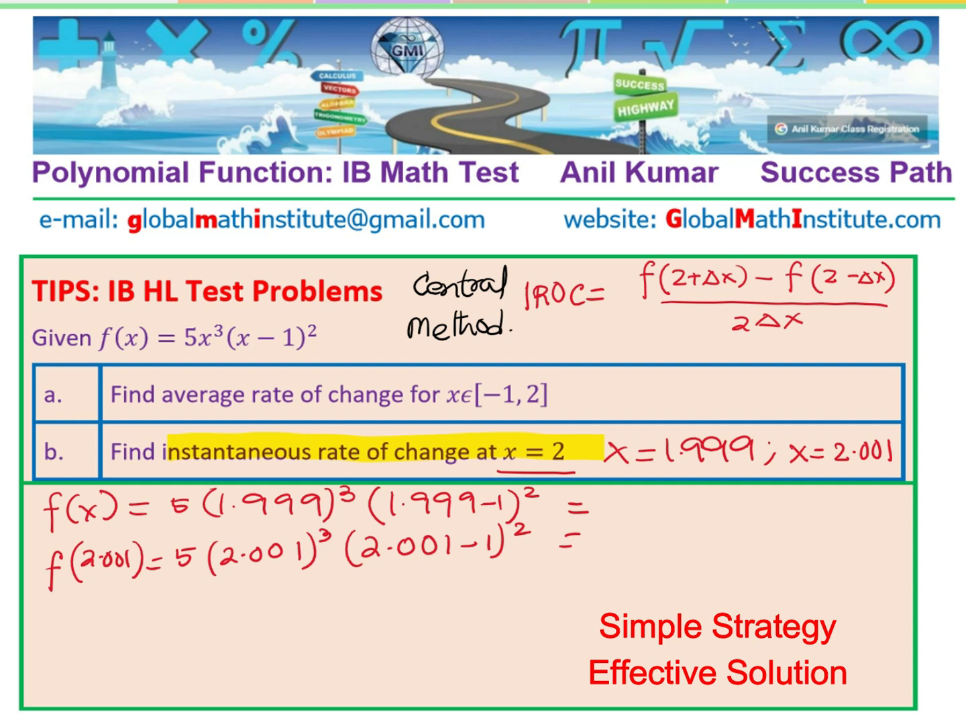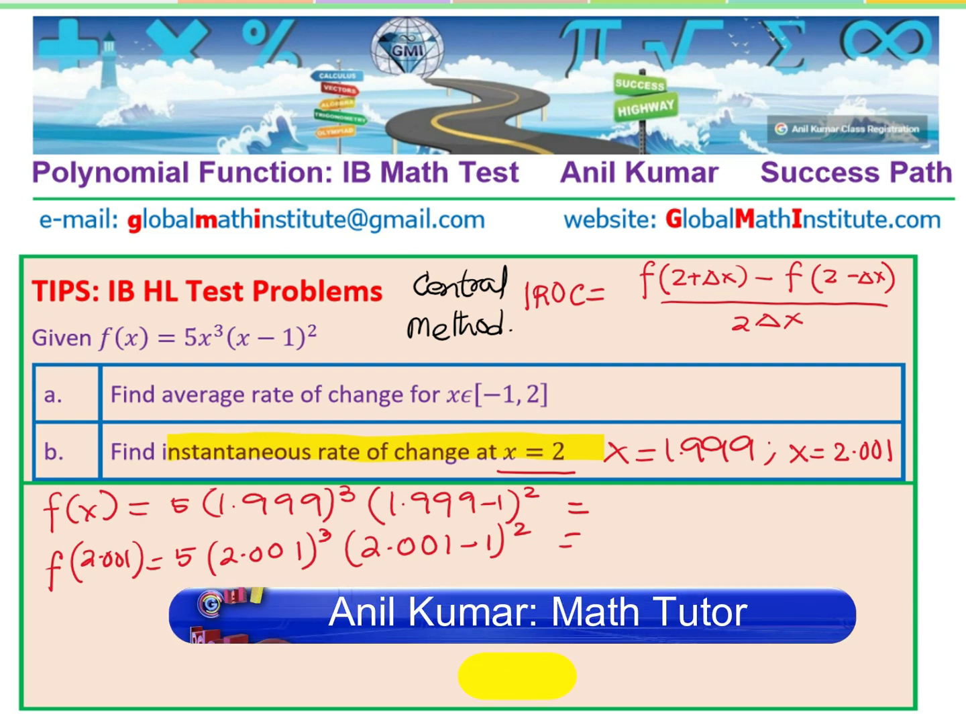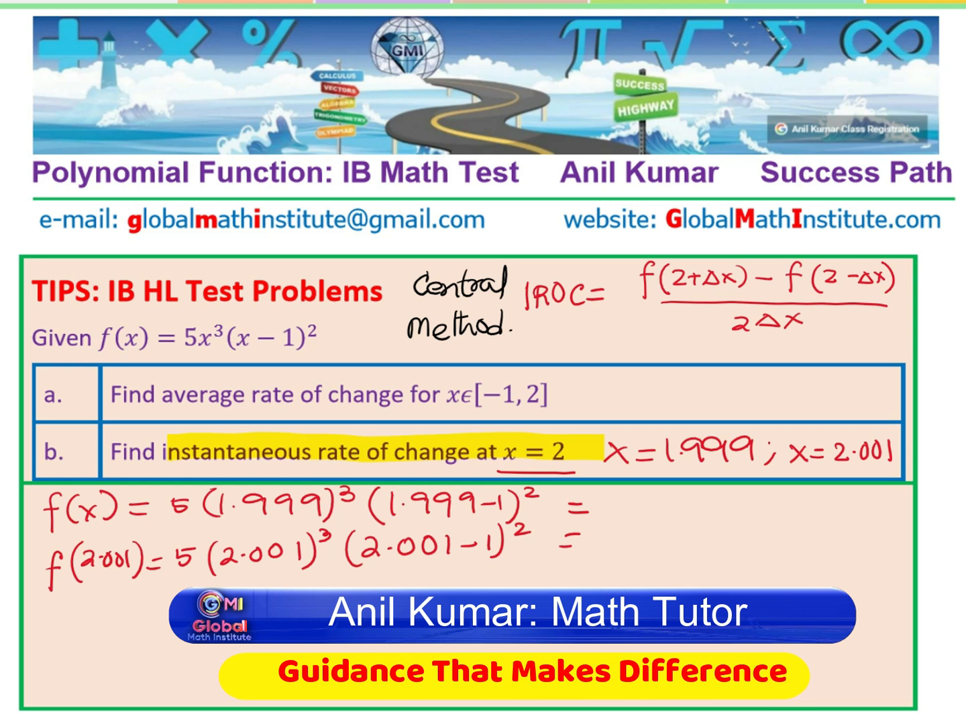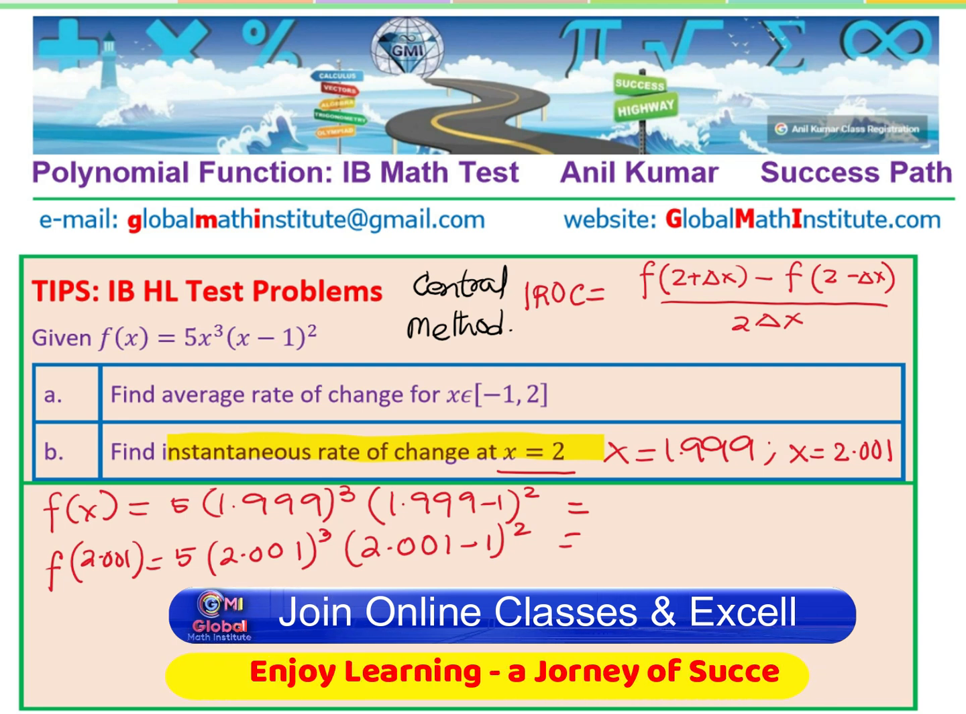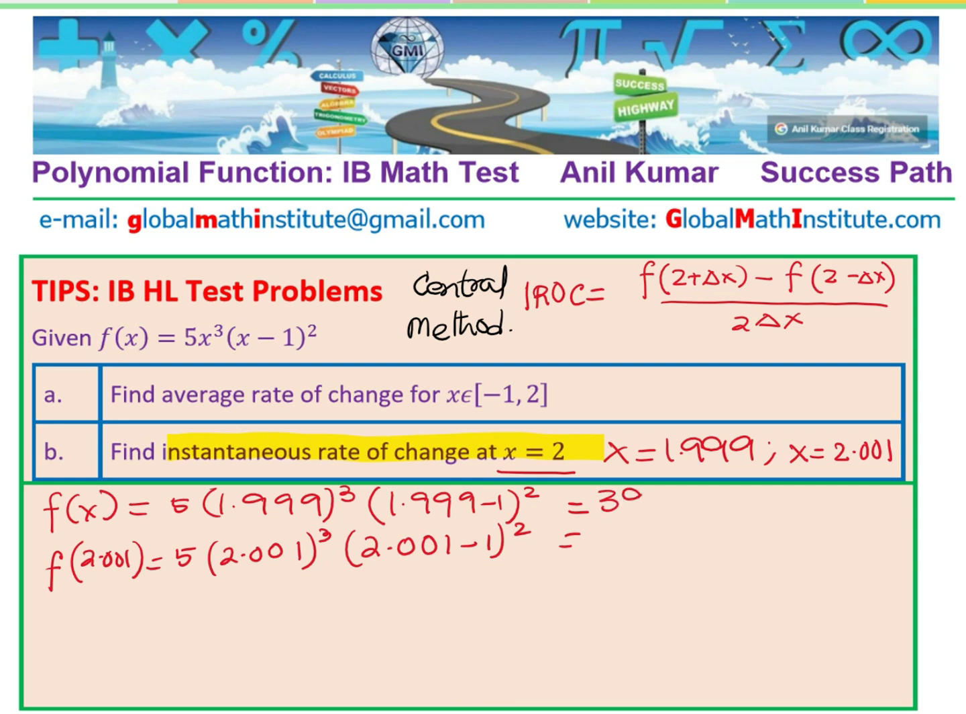Okay, great. So the first one I get here is 5 times 1.999 whole cube, and this is going to be multiplied by, within brackets, 1.999 minus 1 whole square. And I get a value which is 39 point, write it to 4 decimal places, okay? So 39.86019, I'm rounding it to 39.8602, correct?